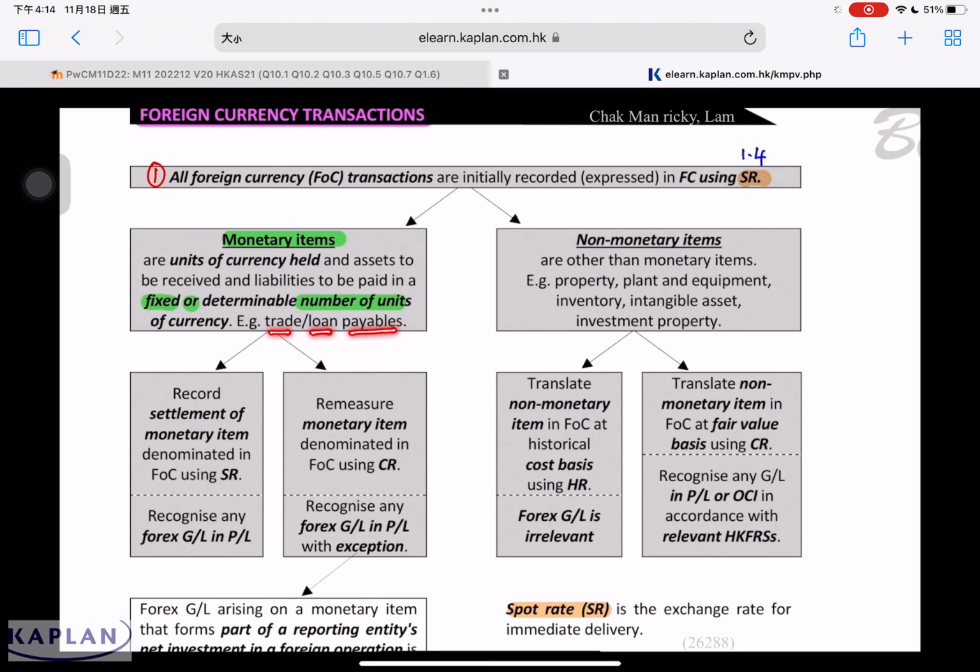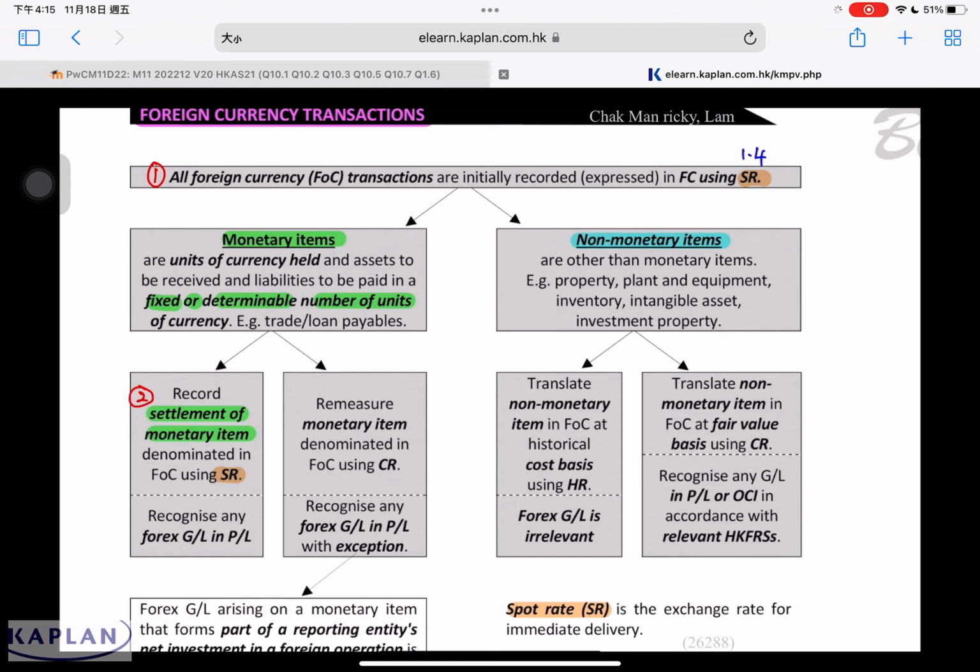Monetary items are those items: cash, assets to be received, liability to be settled, where the number of units of currency is fixed or can be determined. Non-monetary items are other than monetary items. Take for example PPE, inventory, intangible assets, investment property. These are considered non-monetary items because the number of units of currency is not fixed and cannot be determined.